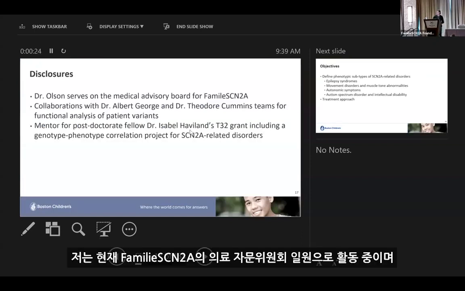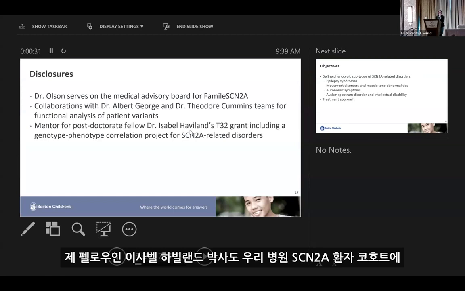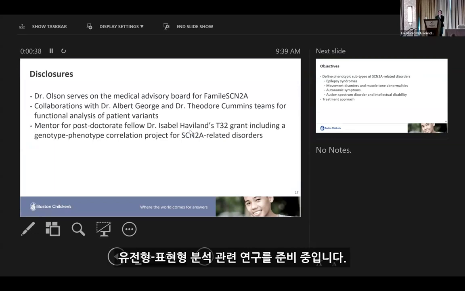So I do serve on the medical advisory board, as you saw, and we have some collaborations, as I mentioned, especially with Al George and Ted Cummins, and my fellow Isabel Haviland. Say hi to her if you see her today. She's doing some great work and starting a project looking at genotype phenotype correlations for our cohort as well.